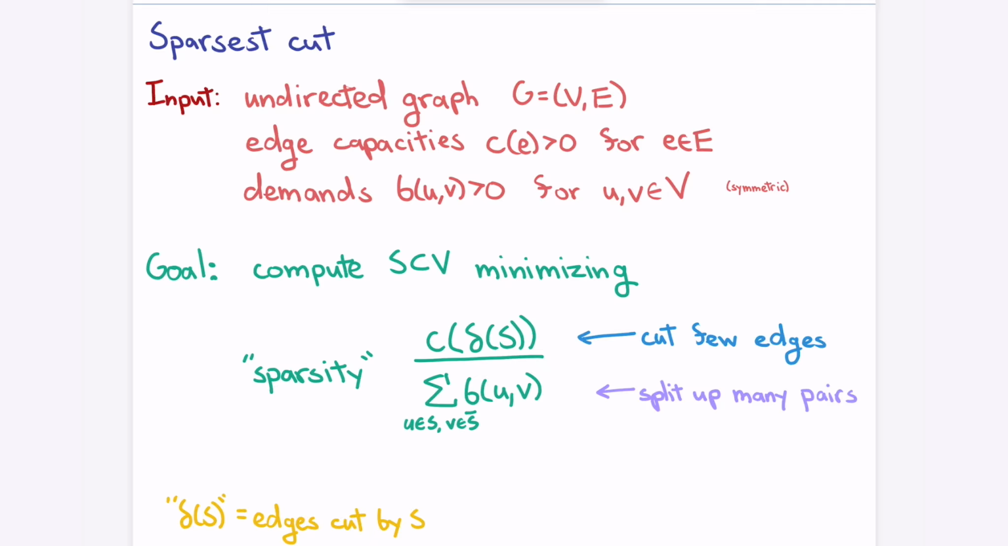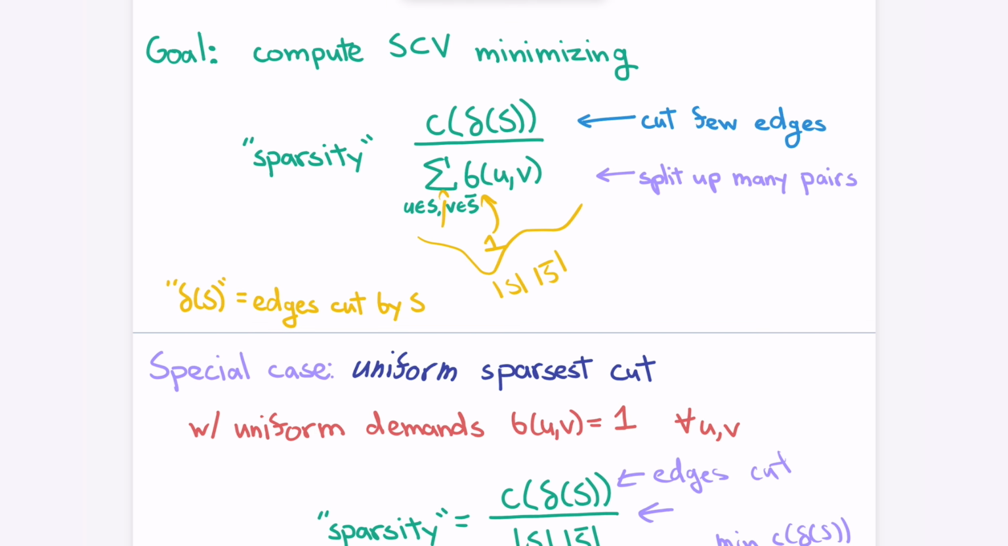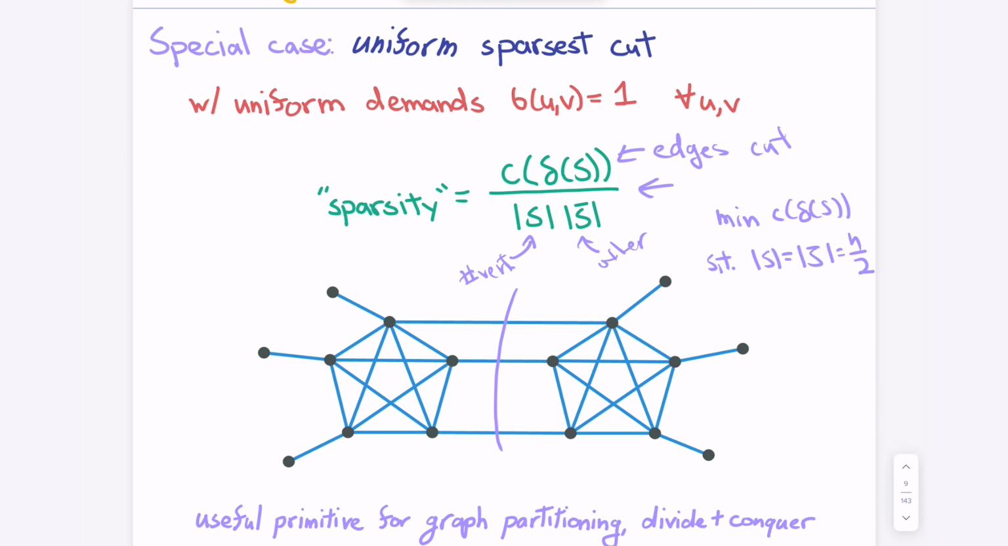If B is always 1 everywhere, then this whole sum would just be multiplying one side with the other, because every connection is worth exactly 1 point. Okay, so that's why this version is called uniform sparsest cut. It's when all the pairs are treated equally. But what we do will work for the more general setting.